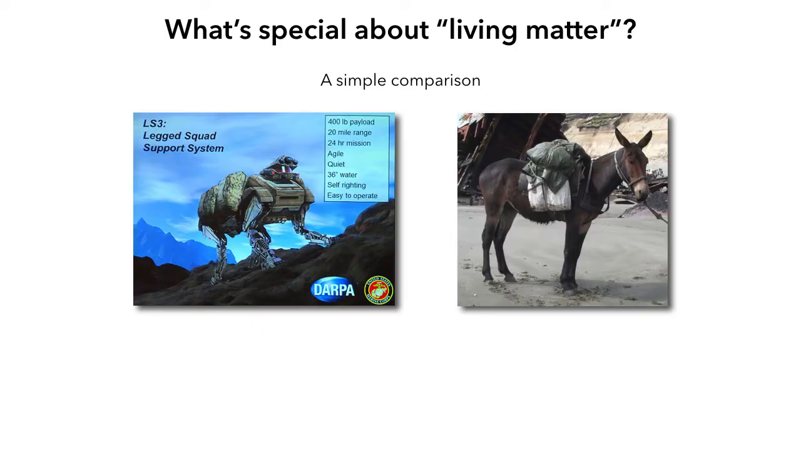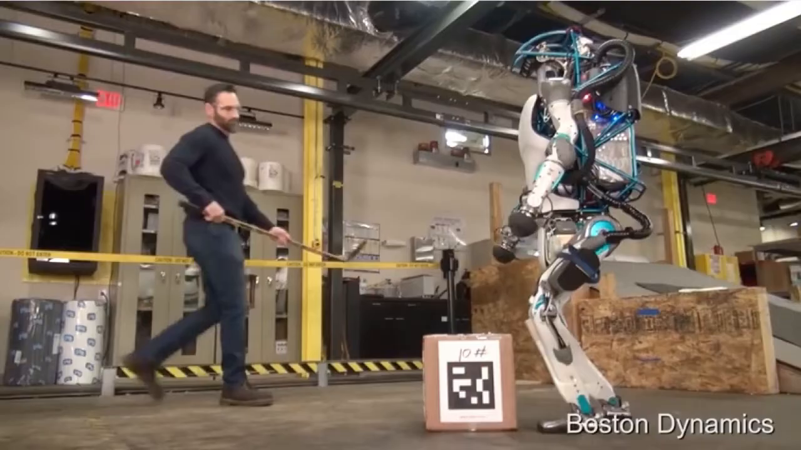Let's compare and contrast two objects with four legs. Both of these objects are able to move stuff around. Let's look at a movie that came out of Boston Dynamics just a year and a half ago.